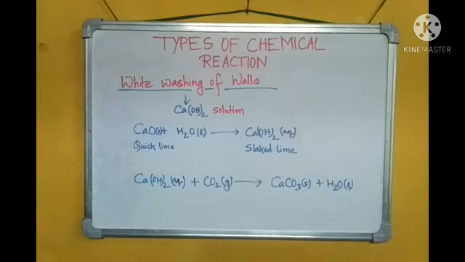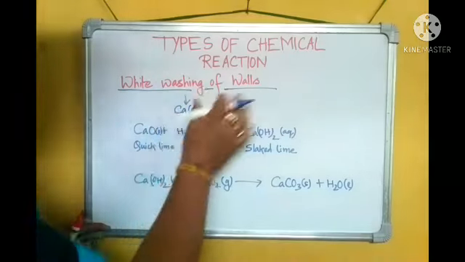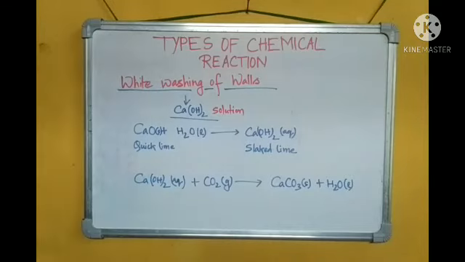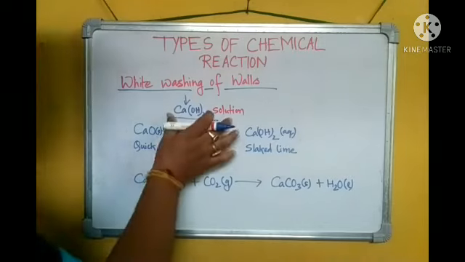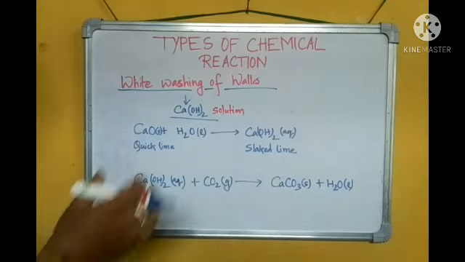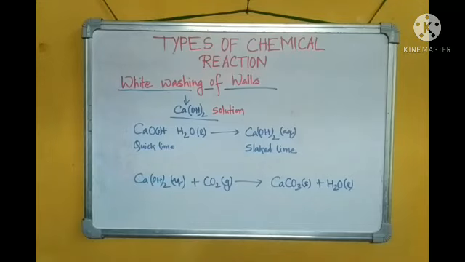Generally it is seen that in every alternate year a question from this part is common in your board exam. So for whitewashing, what do we need? Calcium hydroxide solution, that is slaked lime solution. We need calcium hydroxide solution here, but we cannot get calcium hydroxide solution directly. So how is it done? Generally this calcium hydroxide solution is produced from quicklime.